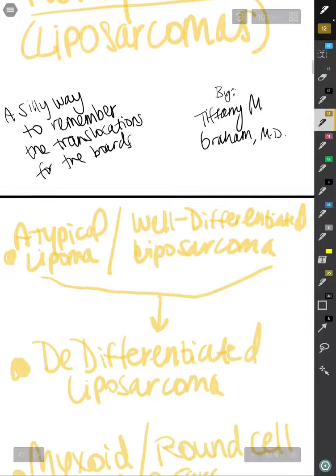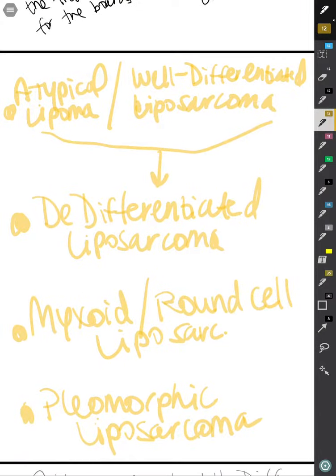So let's get started. We're going to look, starting off with your atypical lipoma or your well-differentiated liposarcoma. So these are kind of the same thing on a spectrum. Often, if these tumors go into a high-grade tumor, they go into this dedifferentiated liposarcoma. The other high-grade liposarcoma is your pleomorphic liposarcoma, and that's the one we're going to go over at the end. And then there's another spectrum, this myxoid and round cell liposarcoma, that we're going to sandwich in there.